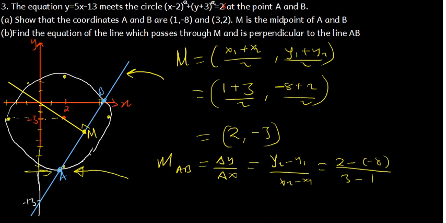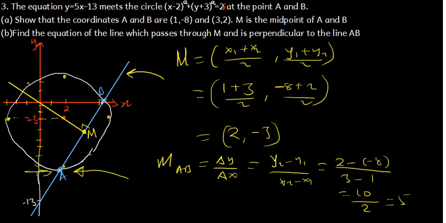2 minus negative 8 is 10. 3 minus 1 is 2. So this gives us a gradient of 5. So the gradient of AB is 5, as we can see, that is of course 5. True. And we can even tell the gradient of AB should be equal to the gradient of this straight line, which is equal to what? 5. The one we can see there.